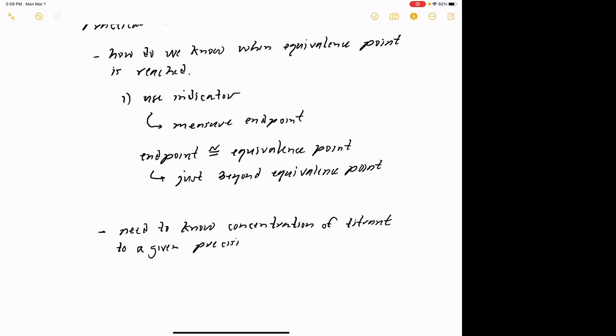Now, what do you think I mean by precision here? Well, in this case, I'm talking about to a certain number of decimal places, right? To a certain number of sig figs. Let me give you an example of this.